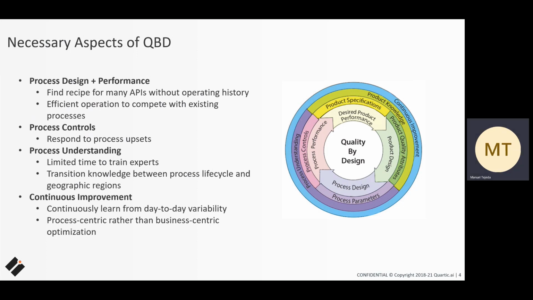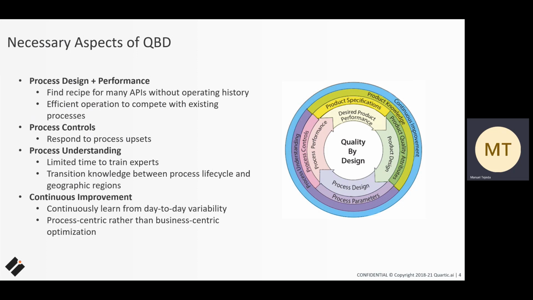Next, we need to consider process controls. We want to be able to respond to process upsets, and that leads into the previous bullet where we want to be efficient. So if we know that there's going to be variability, we want to be able to respond to that. We need a solid process understanding. So we don't have significant time to train experts. We can't spend years with people acquiring experience by working with this process. And we also need to transition knowledge between process life cycles.